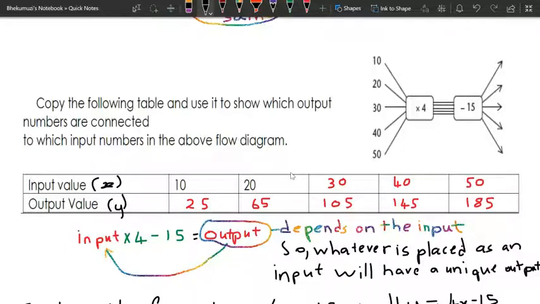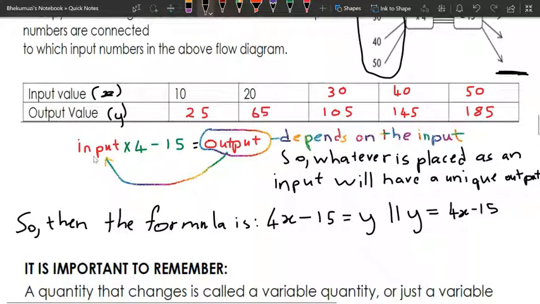So what happens is that it says 10 times 4 minus 15, and we know that 10 times 4 minus 15 actually gives us 25. 20 times 4 minus 15 gives us 65, and so on, right? And then you have 30, 40, and 50. So the input values should always be on the flow diagram on the left hand side, right? And then your output values should always be on your right hand side. Okay, and so your input is multiplied by 4 minus 15 to give you the output.